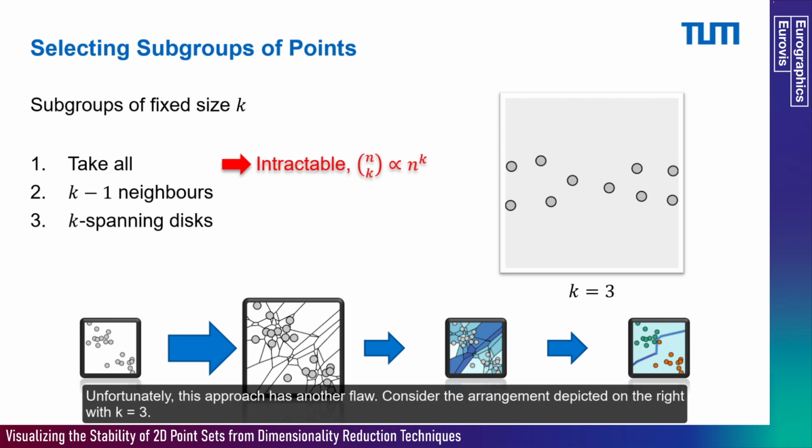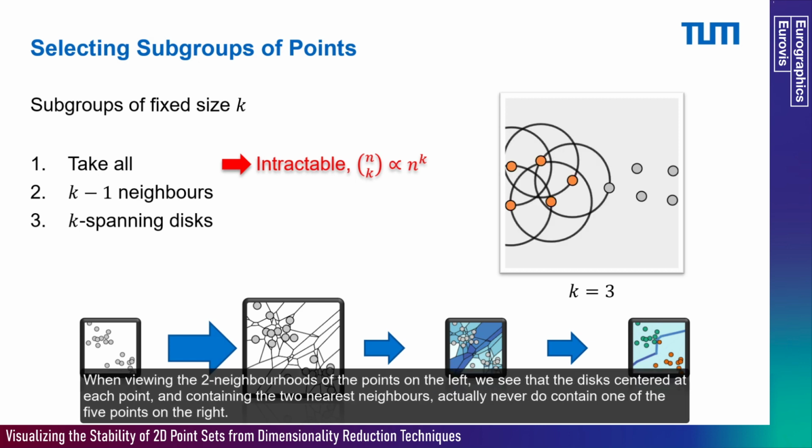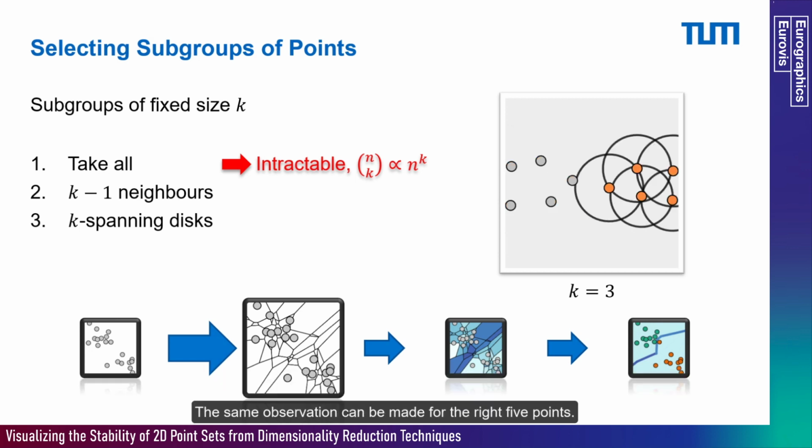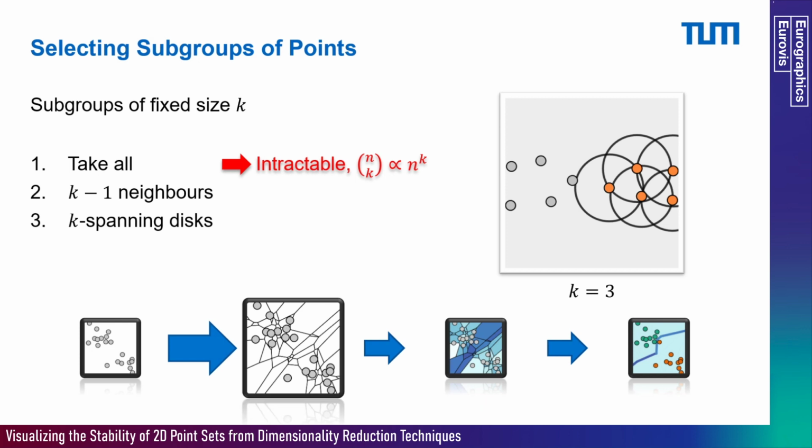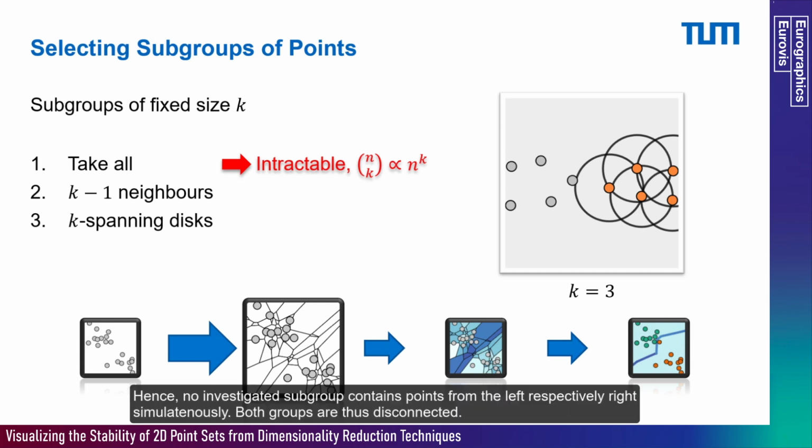Unfortunately, this approach has another flaw. Consider the arrangement depicted on the right with k equals 3. When viewing the 2 neighborhoods of the points on the left, we see that the disks centered at each point and containing the 2 nearest neighbors actually never do contain one of the 5 points on the right. The same observation can be made for the right 5 points. Hence, no investigated subgroup contains points from the left, respectively right, simultaneously. Both groups are thus disconnected.